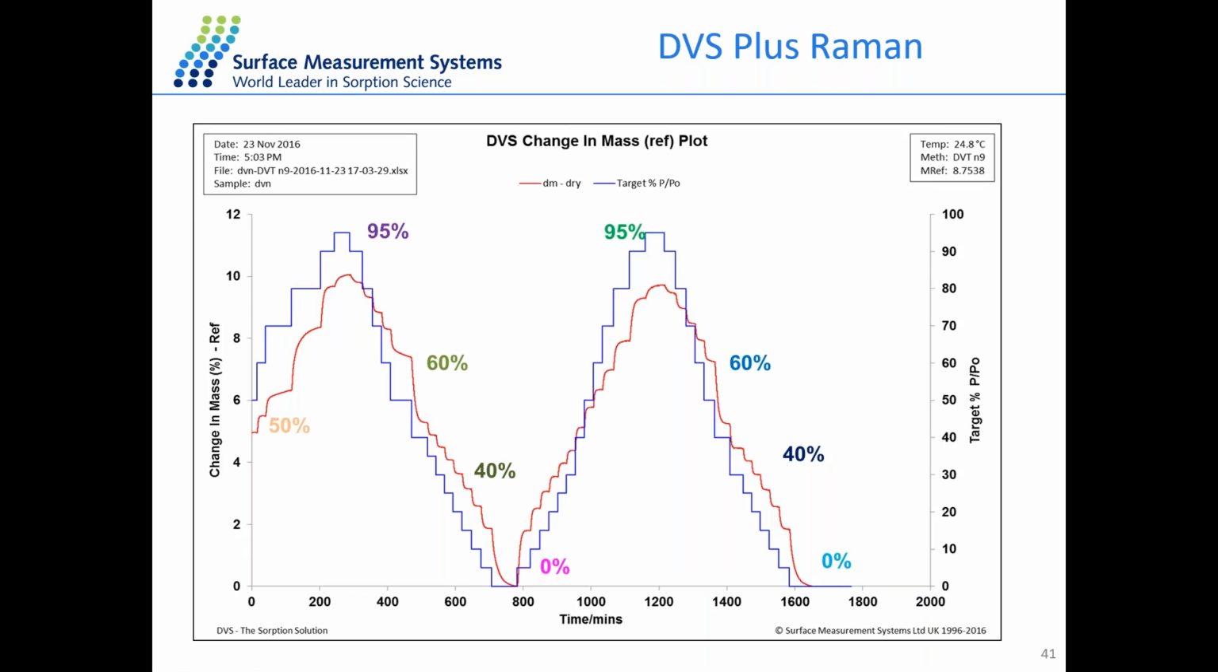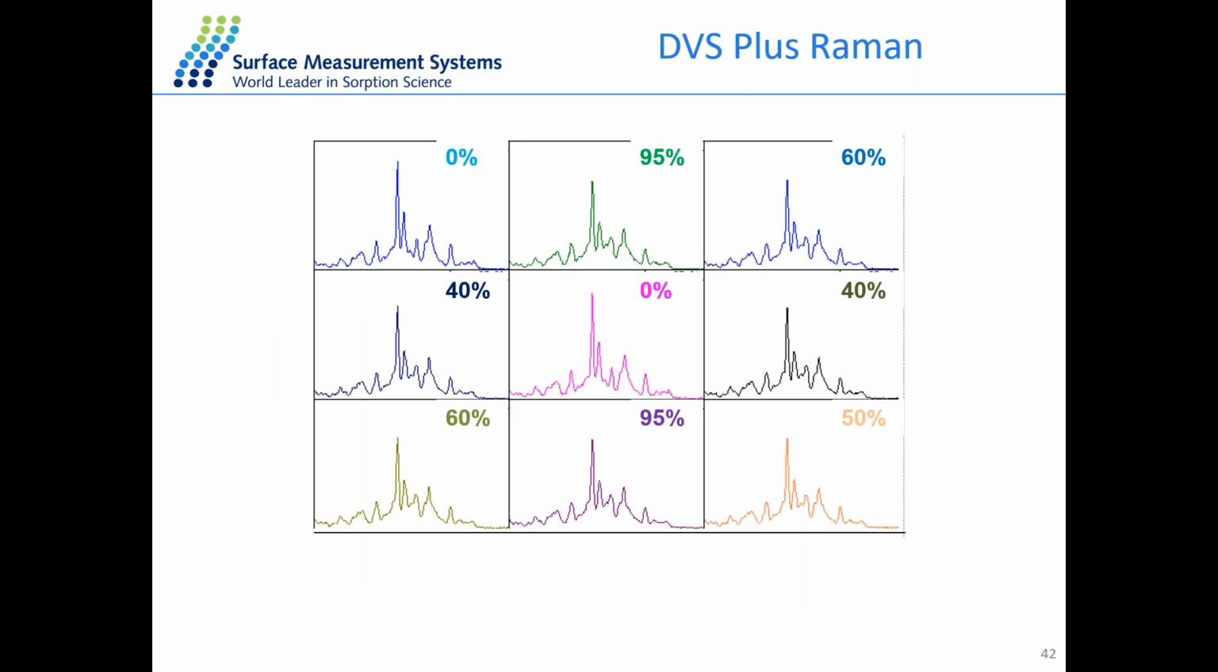Now, let's talk about Raman. What can Raman give us as information? Here is a very basic example of a DVS experiment on a food material. We start from 50% relative humidity. We do absorption and desorption in 2 cycles. And what we did is record the Raman data at the end of each stage. An easy thing that we can do is overlap the data and see if there is any change, any transition in the spectra that we have observed.